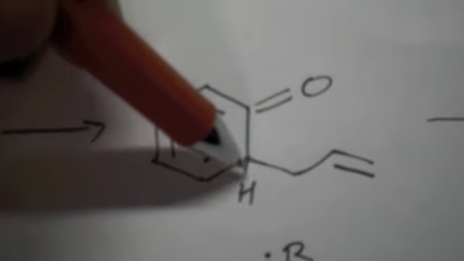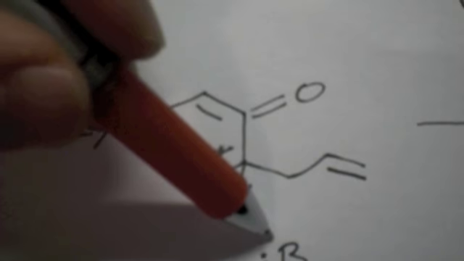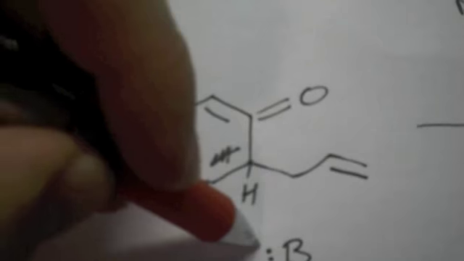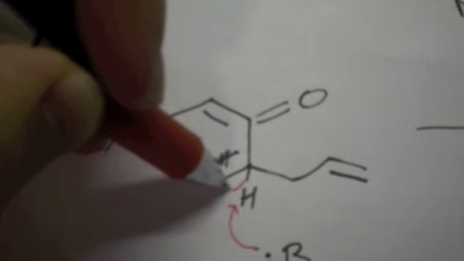There's no double bond here. I had to kind of erase it. There's a hydrogen there, but there's also base in the solution. So we take this base and we attack the hydrogen, which would take the bond, break the bond, and go into here, which would make this a double bond.